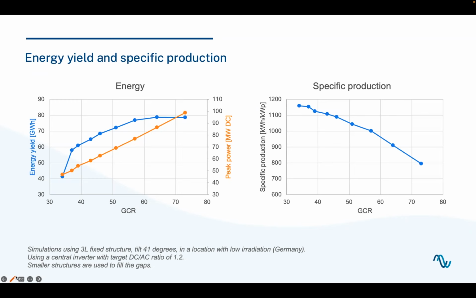And with great accuracy as well, because the software is running a very thorough layout algorithm with smaller structures. It can also consider topography and slopes. So this analysis can get very deep if you want to spend the time to set up the software to do it. On the chart on the right, we have the specific production, and you can see how it drops as GCR gets closer, but we get more production because of peak power.